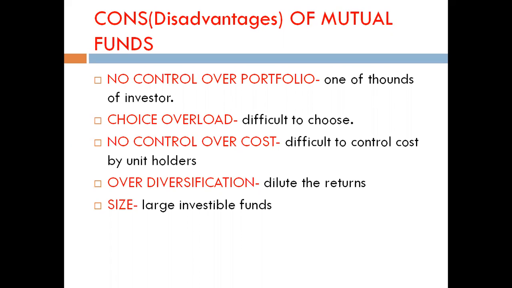The next disadvantage is over diversification. Because of over diversification, the high returns do not make much of a difference. The returns will get diluted. Diluted refers to the fact that if certain specific stocks are giving high returns and there are other stocks which are going under losses, the losses will be covered by the high return stocks, so it will get diluted.